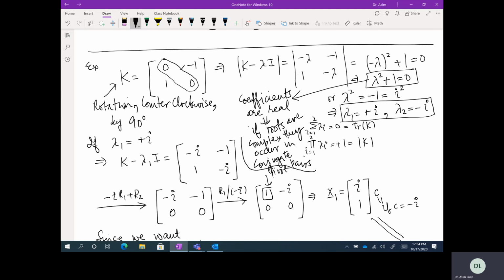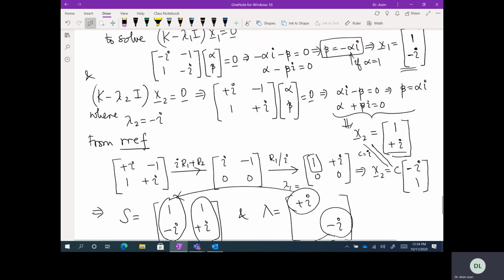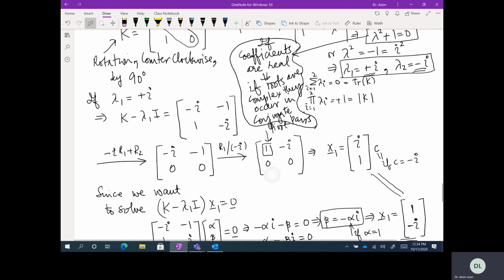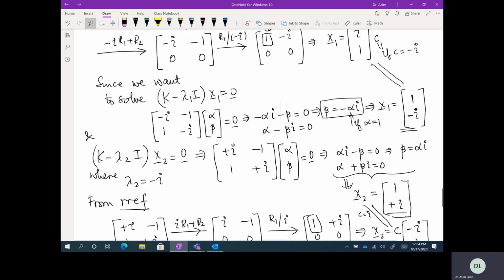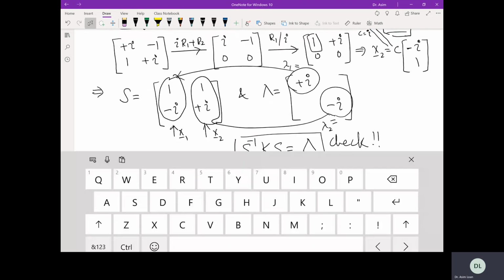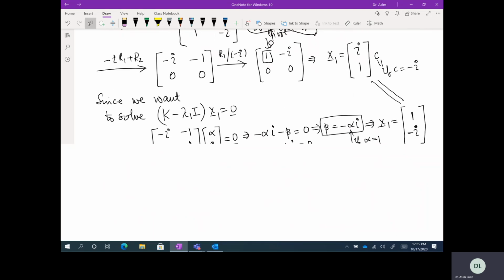So maybe you already know this, but in any case, if the coefficients are real, this implies if roots are complex, they occur in conjugate pairs, and this is the conjugate pair. This is plus iota, this is minus iota. Again, this one is the rotation matrix.